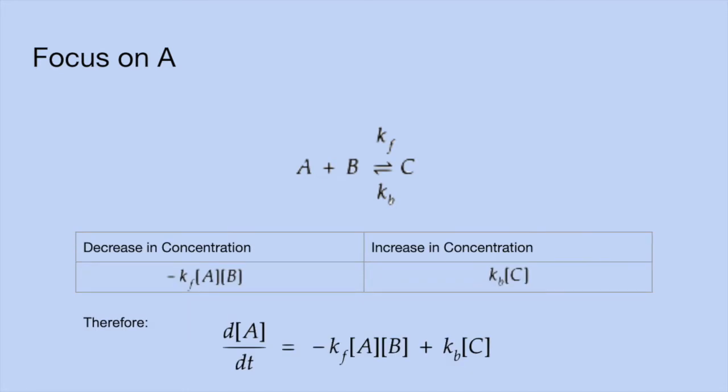Now we have the final equation for the concentration of A's change over time. It is equal to negative forward reaction times the concentration of A times the concentration of B plus the reverse reaction times the concentration of C.